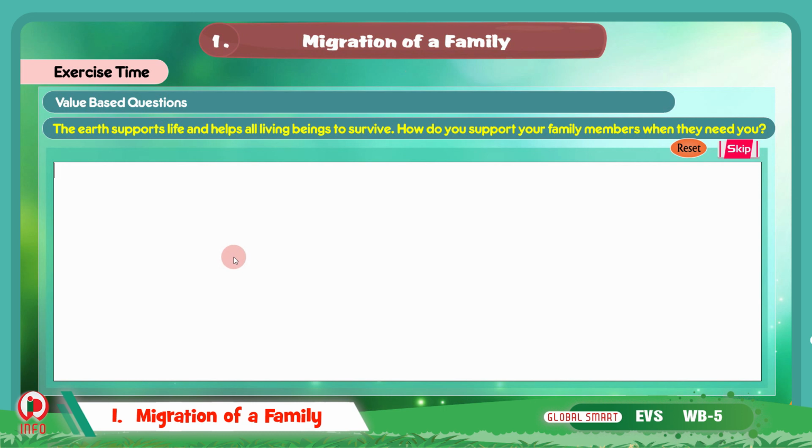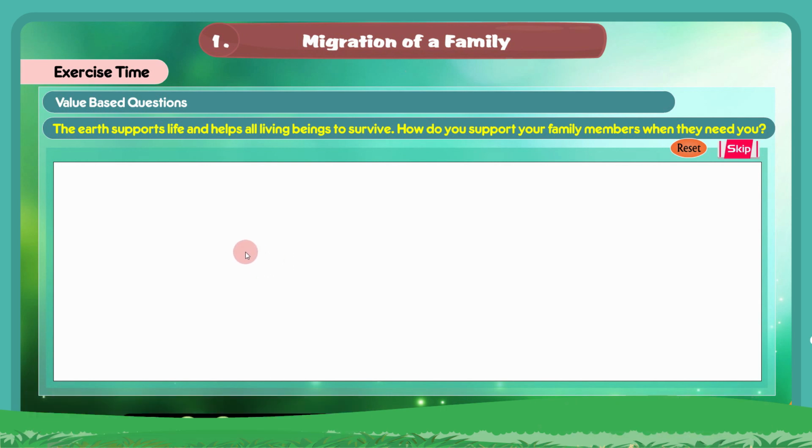Animals, birds, all of us live on earth because earth supports life. So you write, how do you support your family when they need you? How do you help your family members? Do you help any family members when they need you? If so, write a few sentences about how you help your family members when they need you.